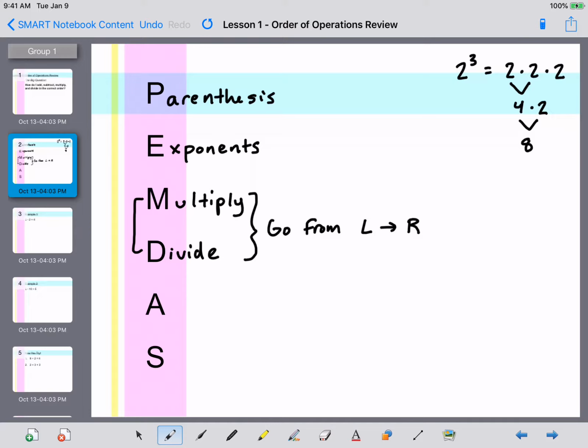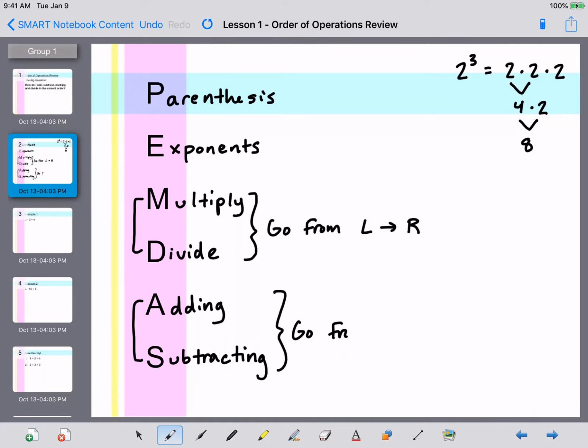All right, and then the last two operations, A and S, are adding and, you probably guessed it, subtracting. And just like with multiply and divide, adding and subtracting also go from left to right. So just because the A is before the S doesn't mean you have to add before subtract. It just depends on the order with those.